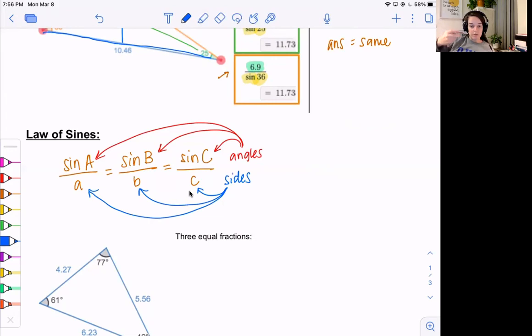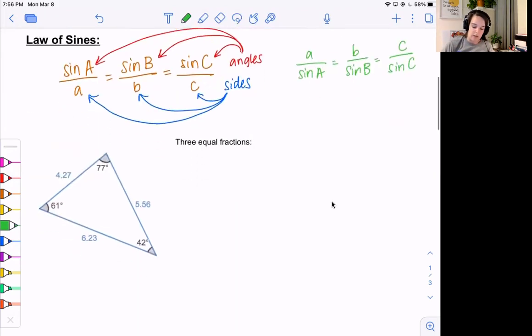We can also flip this over if we want, right? There's another version of it, which would be A over sine A equals B over sine B equals C over sine C, right? So we can put the angles on the bottom and the sides on top if that's more helpful to us. Okay. So the first thing that we want to think about is which side goes with which angle, right? And it's always their opposites. So three equal fractions in this case here.